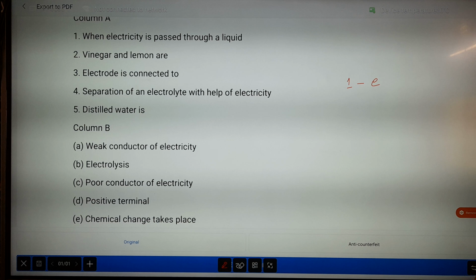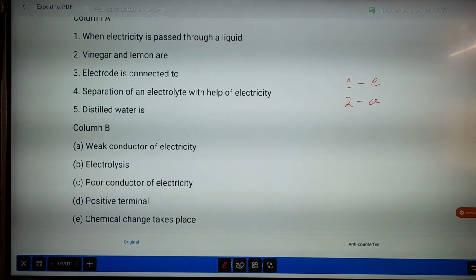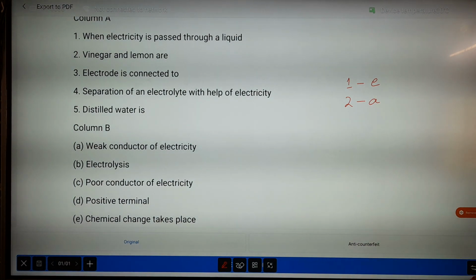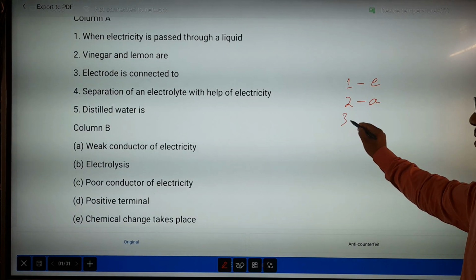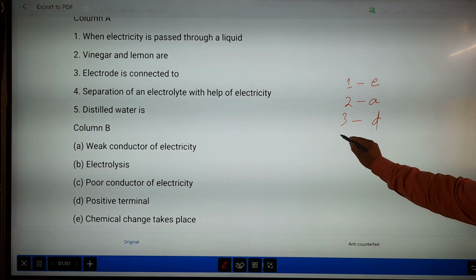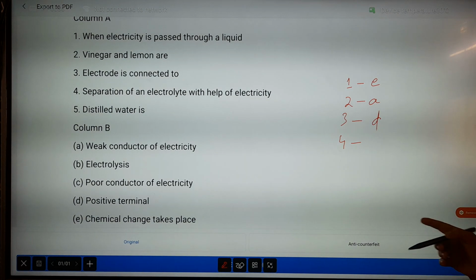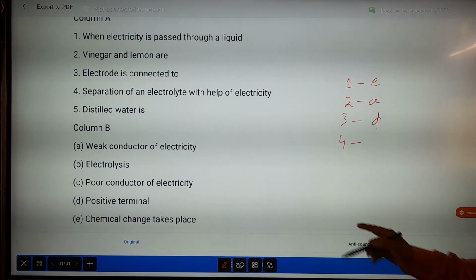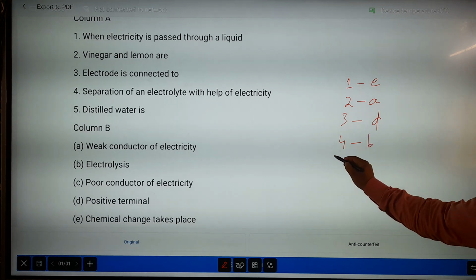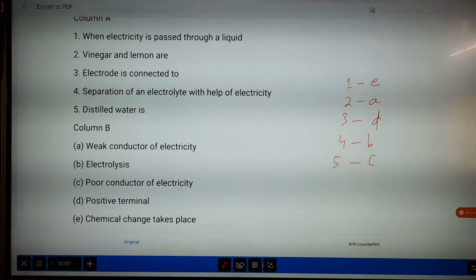2A. Next, then electrode that is connected to the positive terminal. Very good. So it is 3D. Then number 4. Separation of an electrolyte with the help of electricity is called electrolysis. Very good. Electrolysis. Number 5. Poor conductor. Distilled water. Poor conductor. Very good.